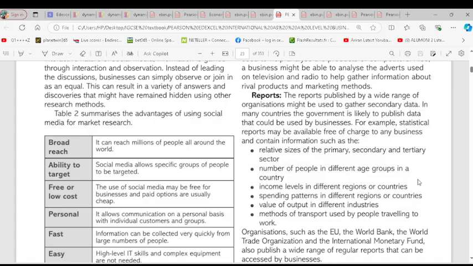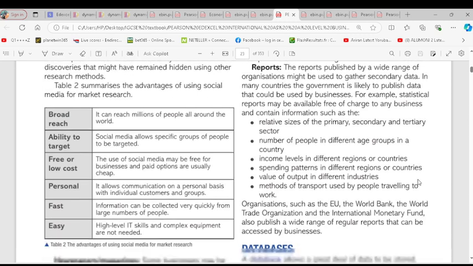Value of output in different industries. So with statistical data, you can value the amount of money spent to produce in the educational industry, the amount of money spent in the banking industry, the amount of money spent in the transportation industry. All this information you can get through the statistical data because it's provided by government. Methods of transport used by people traveling to work. If you need information about how people go to work, you can also get those things from statistical data. They are all secondary.